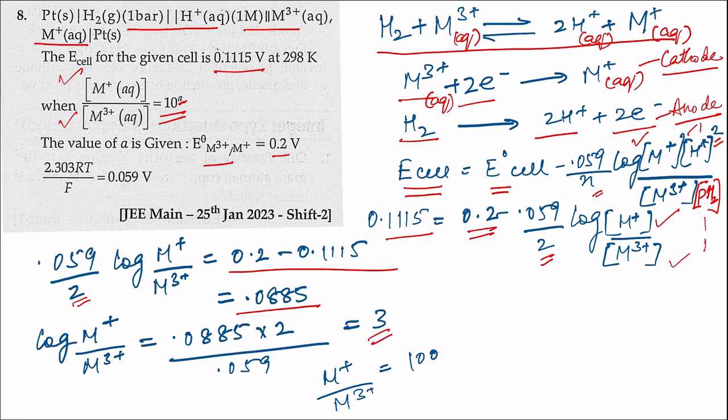Therefore antilog 3 will be 1000. Antilog 3 is 1000. So antilog 3 will give the ratio of the concentration of M plus to M3 plus ion, which is equal to 1000, or this can also be written as 10 to the power 3. So value of A, 10 to the power A is equal to 10 to the power 3. So value of A is equal to 3.